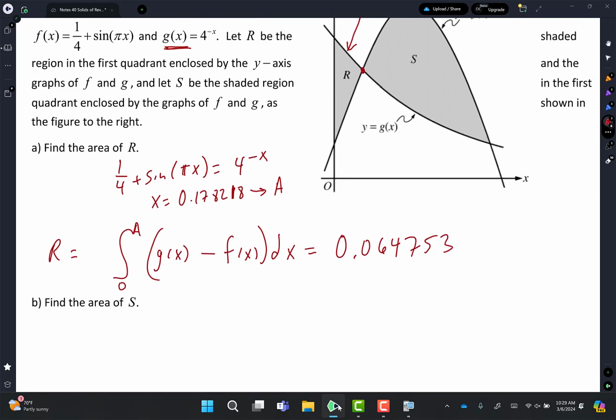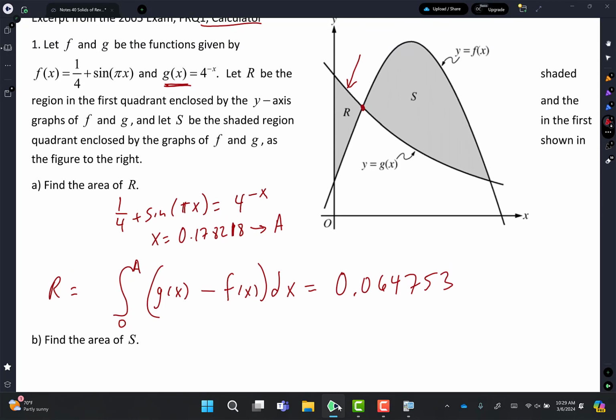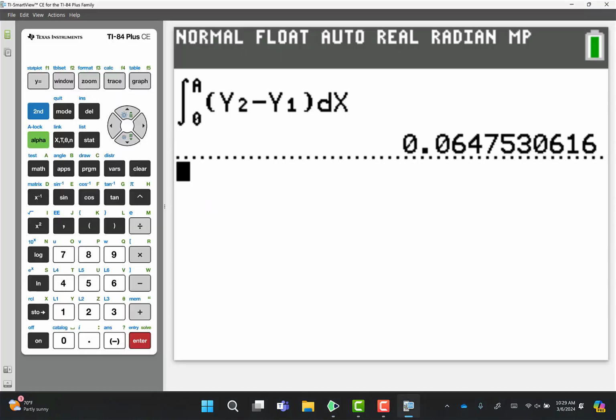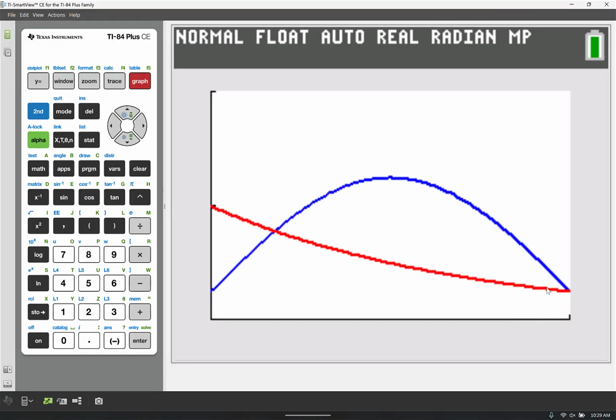Okay. Letter B. Find the area of S. So it does look like I need to find this intersection. So I am going to change my window a little bit so I can see it, because at the moment it looks like this, and it might be 1. It might be a perfect 1. We'll find out right now.